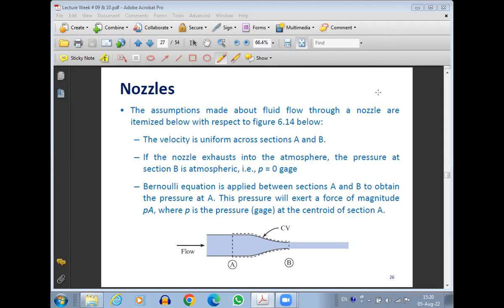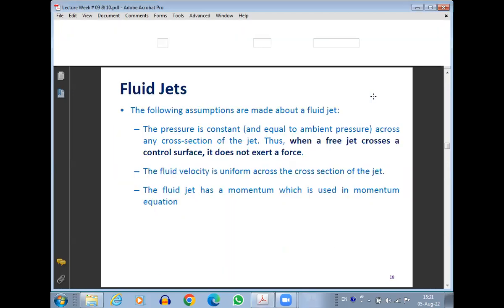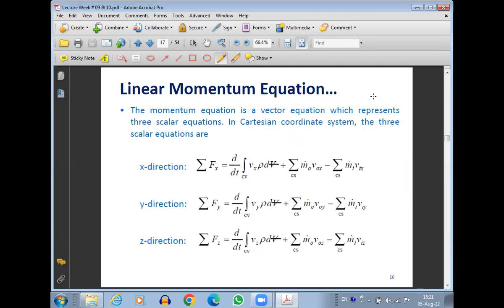Anyway, what we did was we first used the Reynolds transport theorem, used momentum as an extensive property in the Reynolds transport theorem, and developed the momentum equation for fluid flows. And the momentum equation that we developed for the fluid flows was this one.